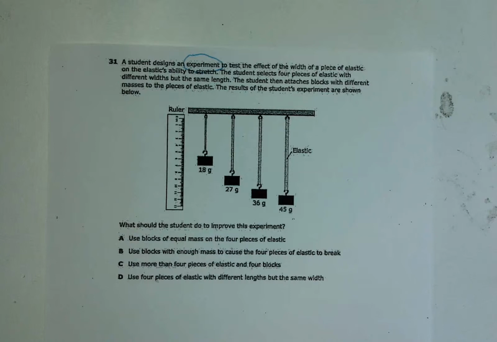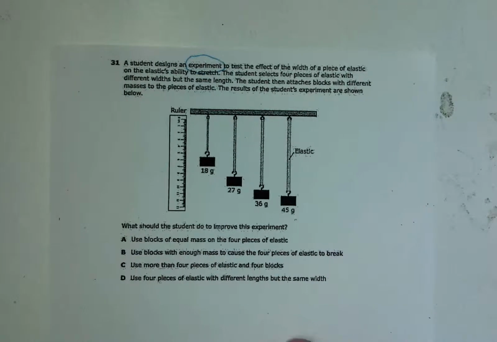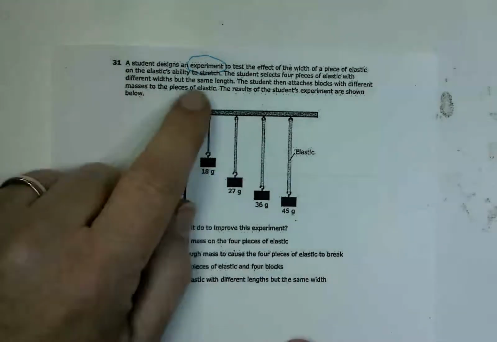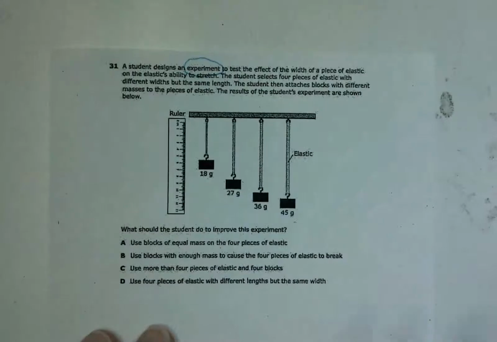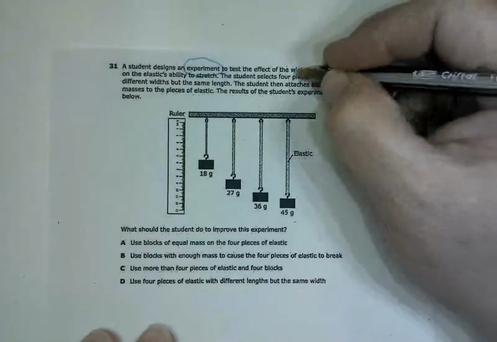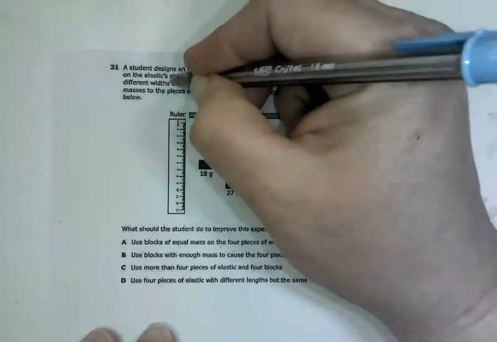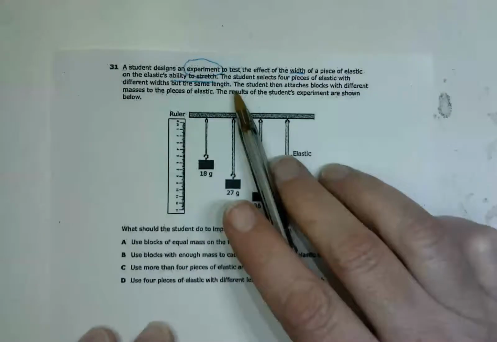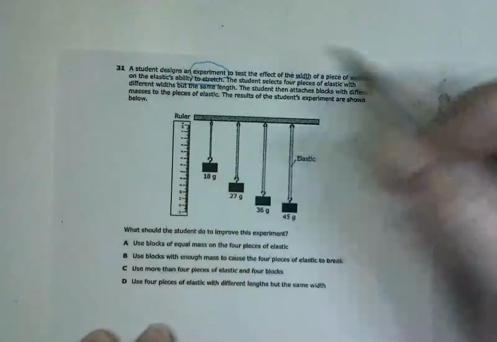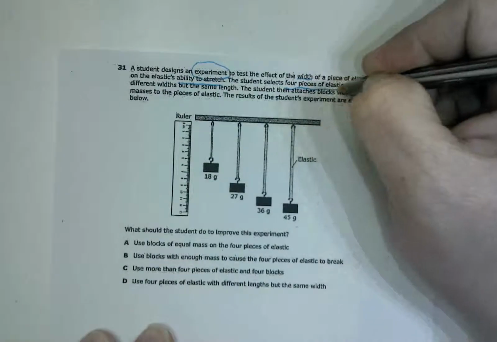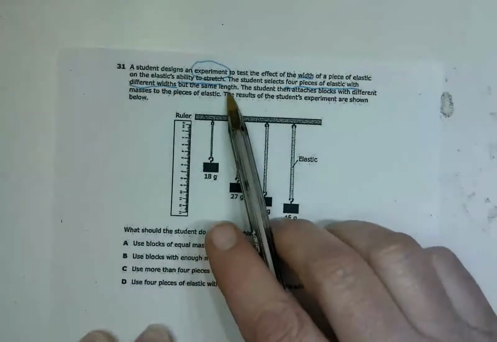A student designed an experiment to test the effects of the width of a piece of elastic on the elastic's ability to stretch. So we know that it's an experiment, so we've circled the word experiment. And what we are testing is the width versus its ability to stretch. The students select 4 pieces of elastic with different widths, but the same length.